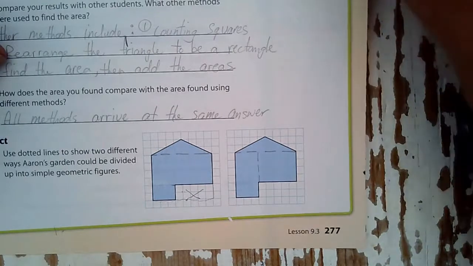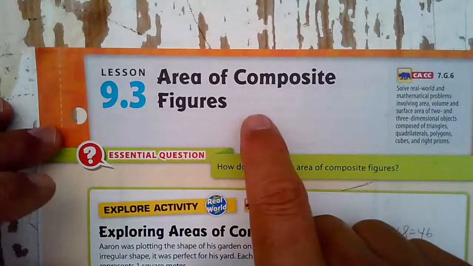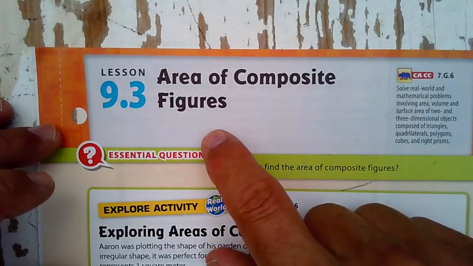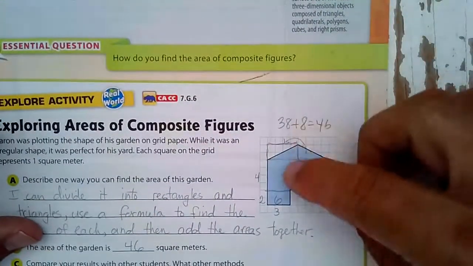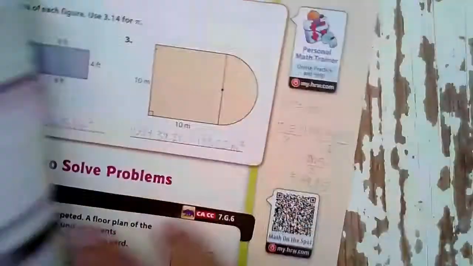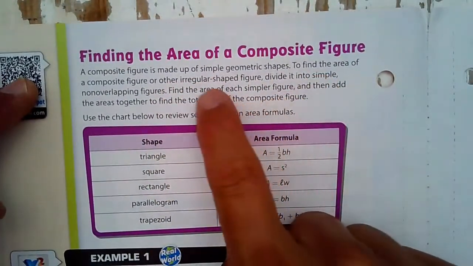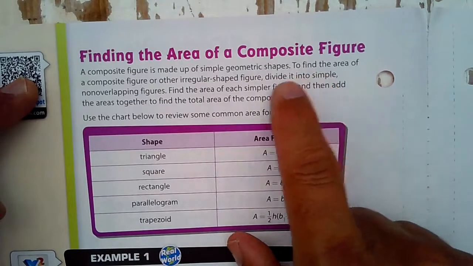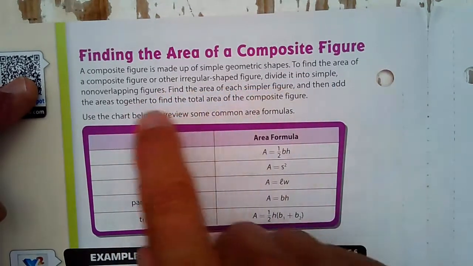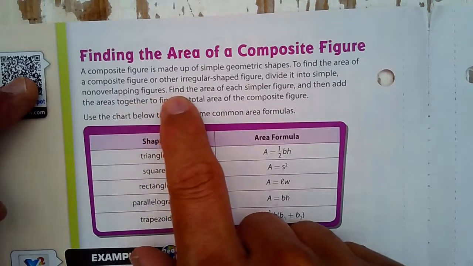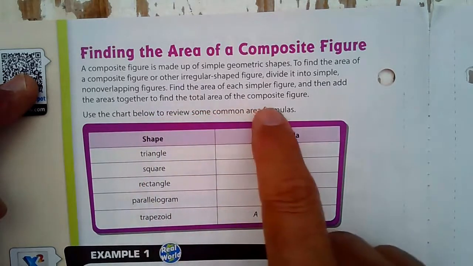Okay, and the whole idea here is the area of composite figures. A composite figure is a figure that's made up of several different shapes. So we have a triangle and rectangles here. To find the area of a composite figure, which is made up of several geometric shapes, or other irregularly shaped figures, you divide it into simple non-overlapping figures. Find the area of each simple figure, then add the areas together to find the total area of the composite figure.